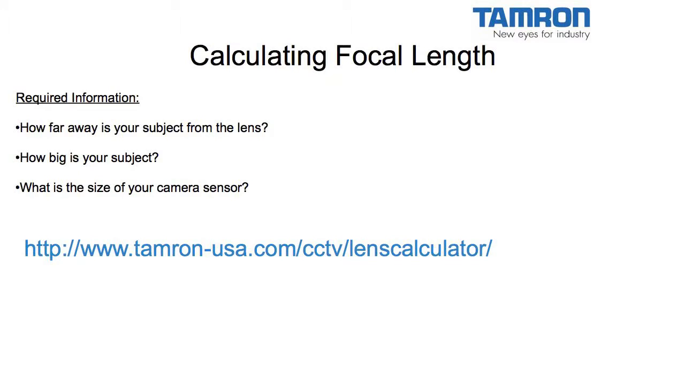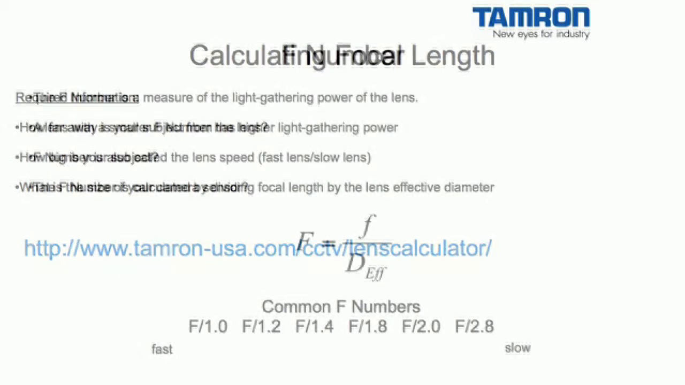In order to calculate the exact focal length you will need for your security application, you will need three pieces of information. The first is the distance between the lens and the target you wish to capture. You will also need to know the physical size of your target. And finally, you will need to know the size of the imager in your camera. Once you have these three pieces of information, you can use the Tamron online lens calculator to find an appropriate lens for your application. The Tamron online lens calculator is located at the address shown here.